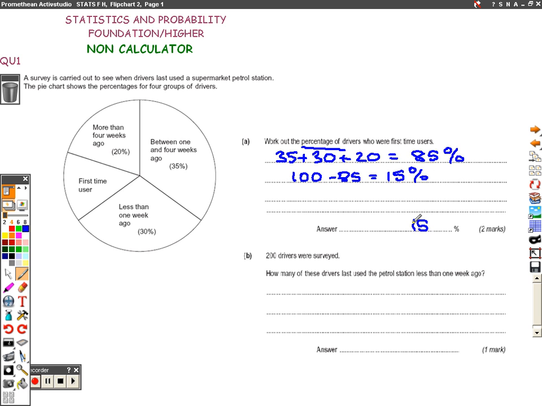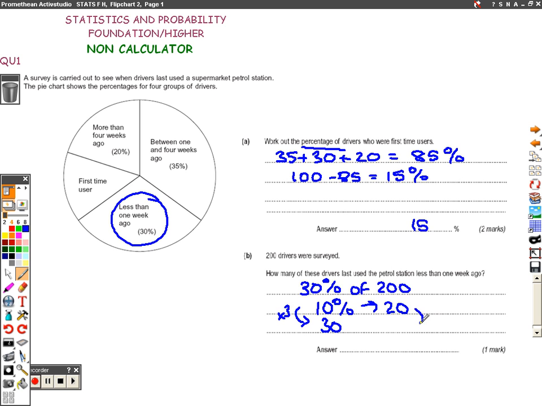Okay, 200 drivers are surveyed. How many of these drivers use the petrol station less than 1 week ago? So less than 1 week ago is 30%, so we want 30% of 200. 10%, remember, to find 10% you divide by 10, so drop a naught. 10% is 20, so 30% you're going to have to times that by 3. So times this side by 3, 60.